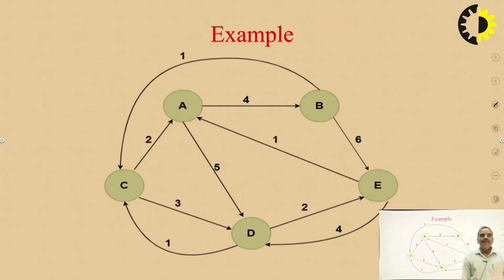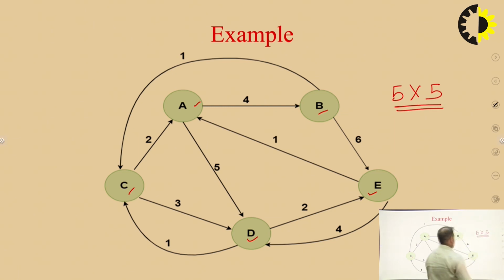This is an example to show how the value is calculated in case of Warshall's algorithm. In this graph, there are 5 nodes. The nodes are A, B, C, D and E. That means the dimension of the matrices formed for the given graph is 5 cross 5; we have to form 5 cross 5 matrices in this example.